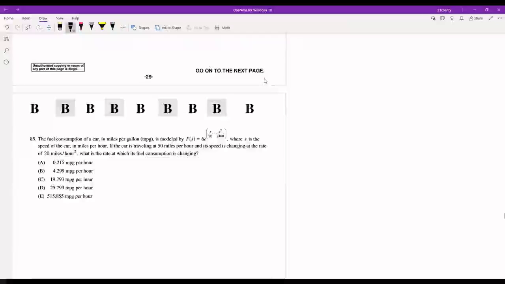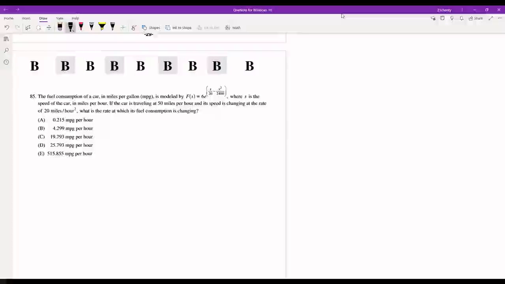85. The fuel consumption of a car in miles per gallon is modeled by this, where S is the speed of the car in miles per hour. If the car is traveling 50 miles per hour, its speed is changing at a rate of 20 miles per hour squared. What is the rate at which its fuel consumption is changing? So this is a related rates problem, right? And also like an implicit differentiation problem.